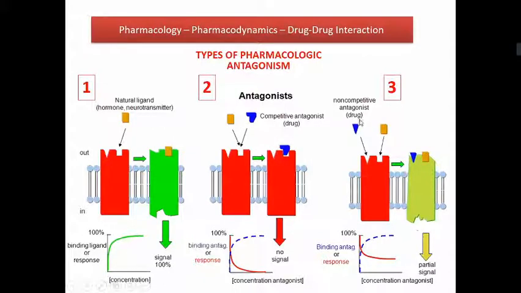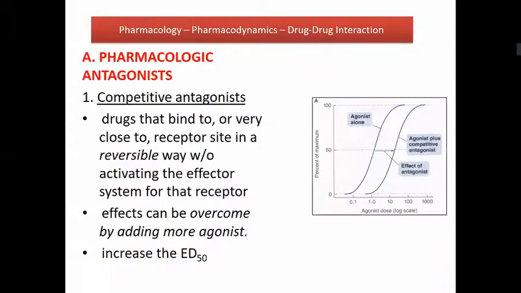In non-competitive, this is the one I told you that they can bind with a separate binding site. So here, this is the native. It binds to the usual binding site. Then this antagonist binds with another binding site. So the binding of this non-competitive antagonist will prevent the expression of the effect.